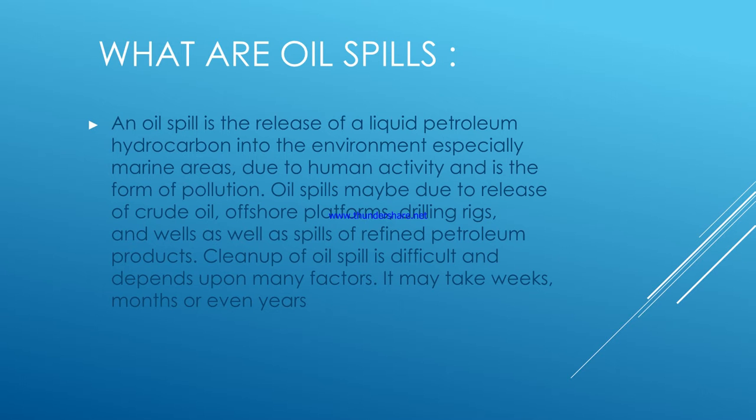So, let us begin with an introduction. An oil spill is basically the release of a liquid petroleum hydrocarbon into the environment, especially marine areas, due to human activities, and is a form of major pollution in the neighboring areas. The oil spill is majorly caused due to release of crude oil, offshore platforms, drilling rigs, as well as spills of refined petroleum products.